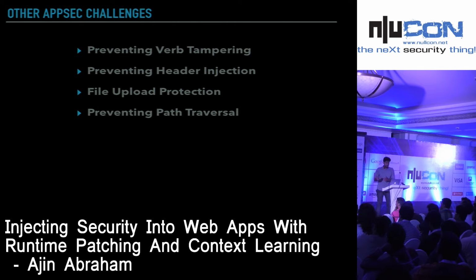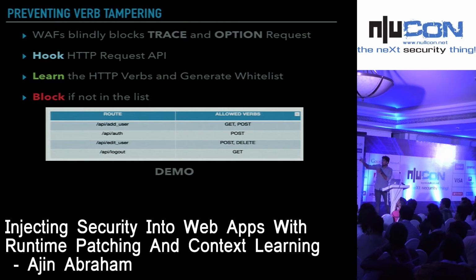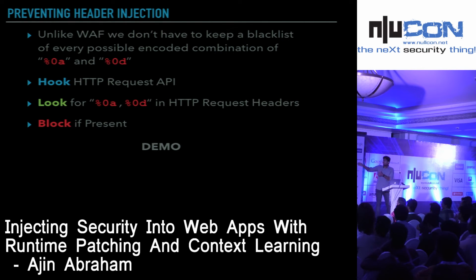There are a couple of other things like preventing web tampering, header injection, file upload, etc. It's pretty straightforward. You hook into the request API, then you learn the verbs and generate the whitelist. The next time you see a verb which is not in the list, you block it. It's pretty straightforward and simple, rather than your WAF just blocking all your OPTIONS and TRACE requests. Same thing with header injection. Your WAF has to look for all the possible encoded combinations of %0a and %0d. But RASP doesn't need to do that. It just needs to check for the particular thing that will possibly break the context. So that's that.